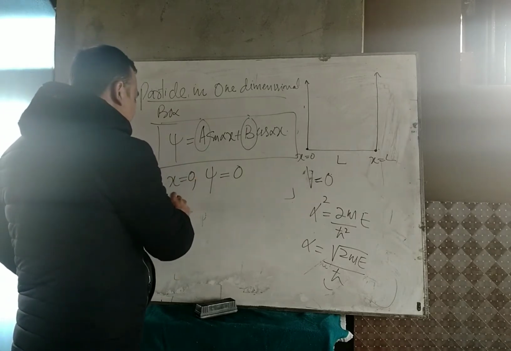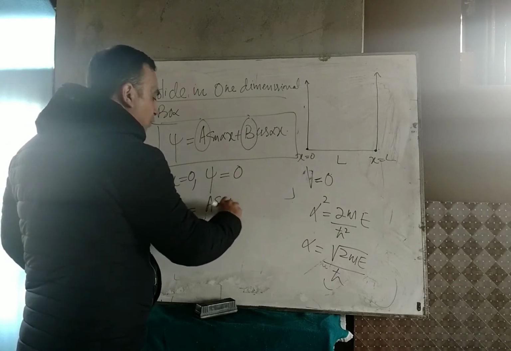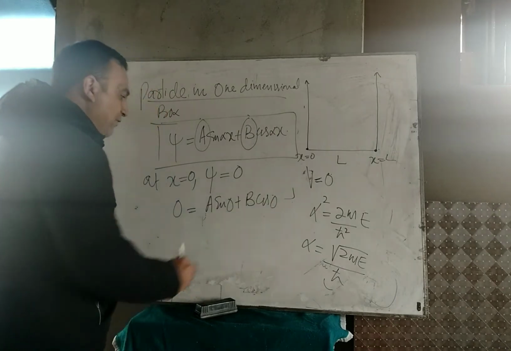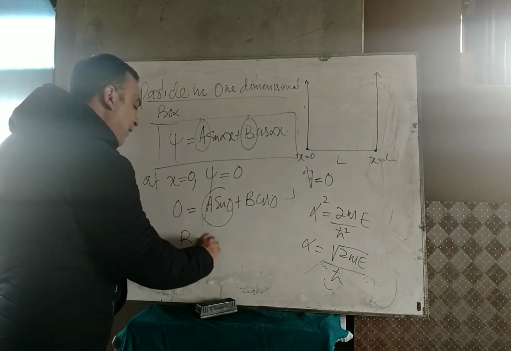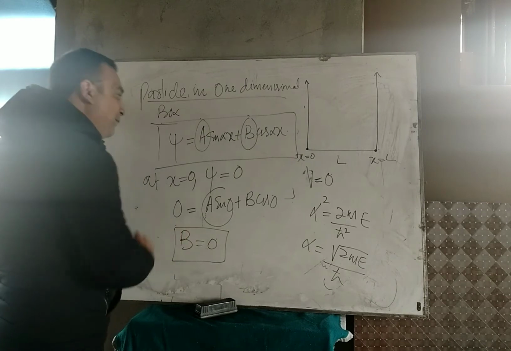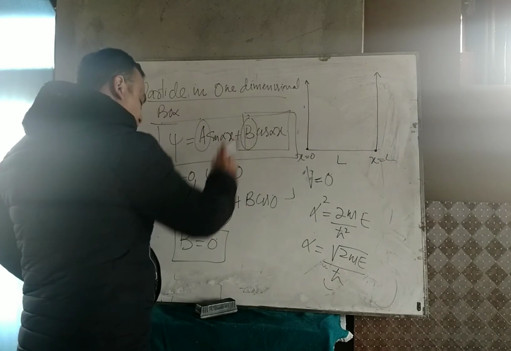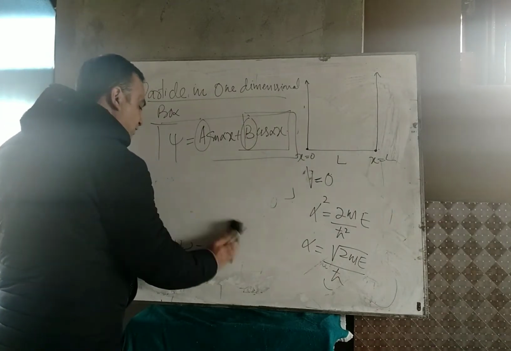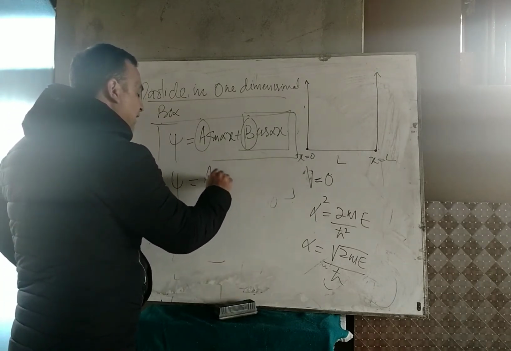So what will happen to this equation? You will get 0 equal to a sine 0 plus b cos 0. Now sine 0 is 0, that means this term is gone. Cos 0 is 1, so b will come out to be 0. When b comes out to be 0, this term will be taken off. So what we will be left with is the wave function psi equal to a sine alpha x.